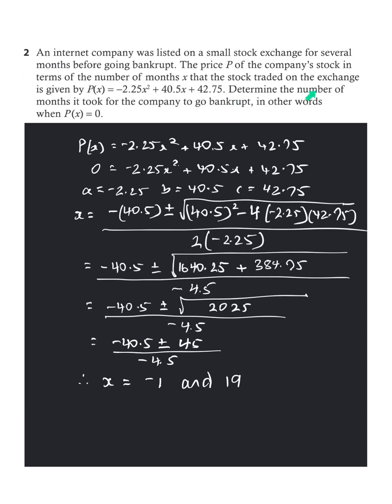The question was, determine the number of months it took for the company to go bankrupt. Well, minus 1 makes no sense. So we've got 19. X is expressed in months, the number of months, in other words. Okay, so there we go, 19 months. So we write that down.